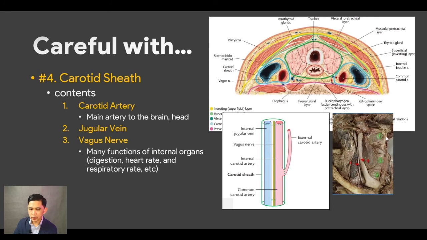So in the cadaver, this is a very big one. This is the jugular vein, and the carotid artery is this one. The vagus nerve is not seen here. The jugular vein is also where the vampires tend to suck blood, no? In this area.